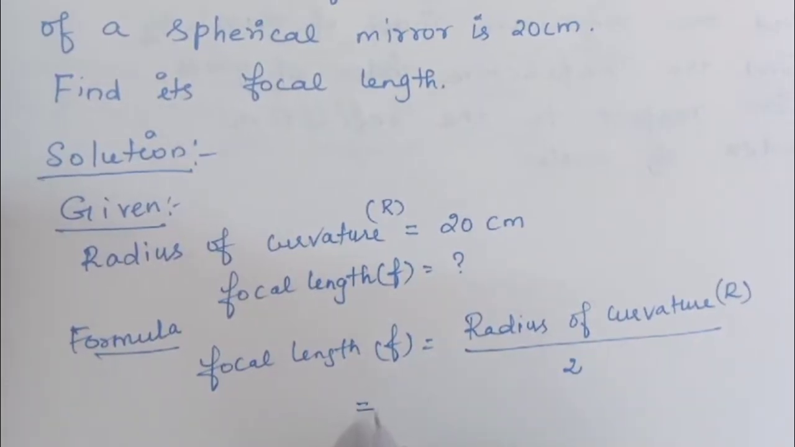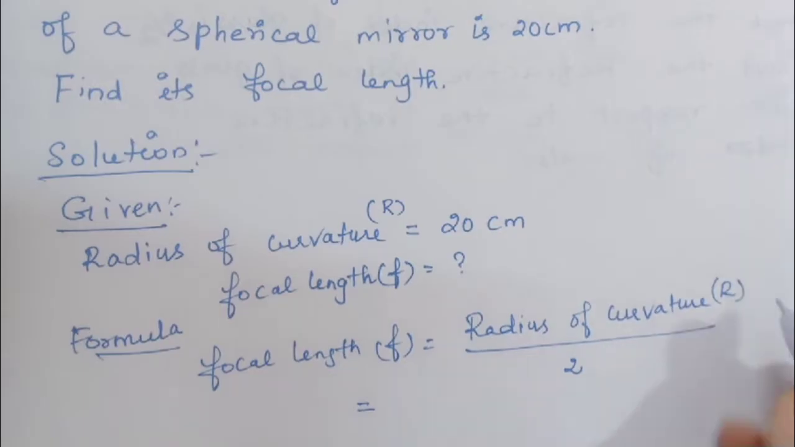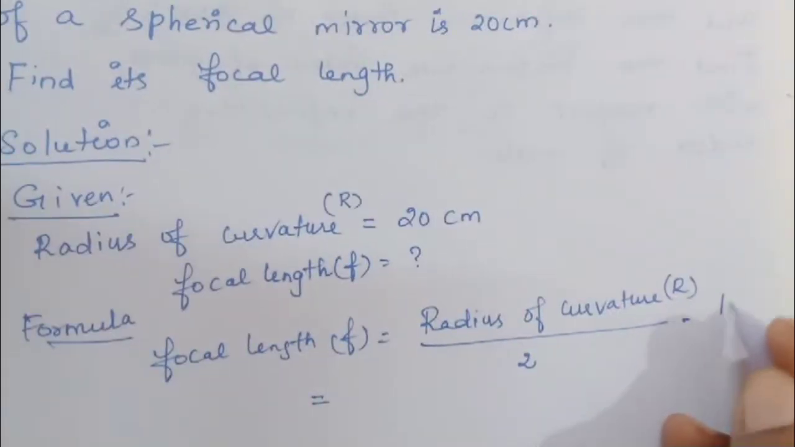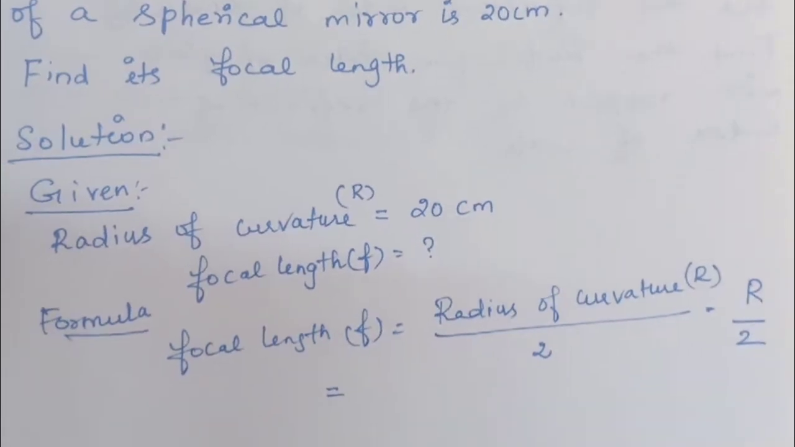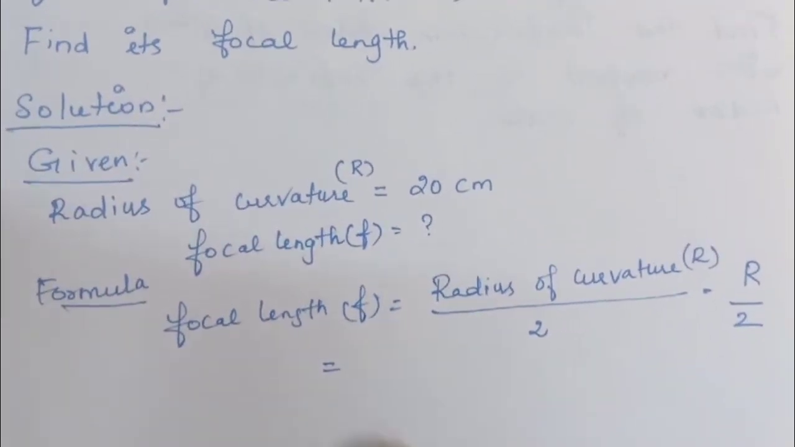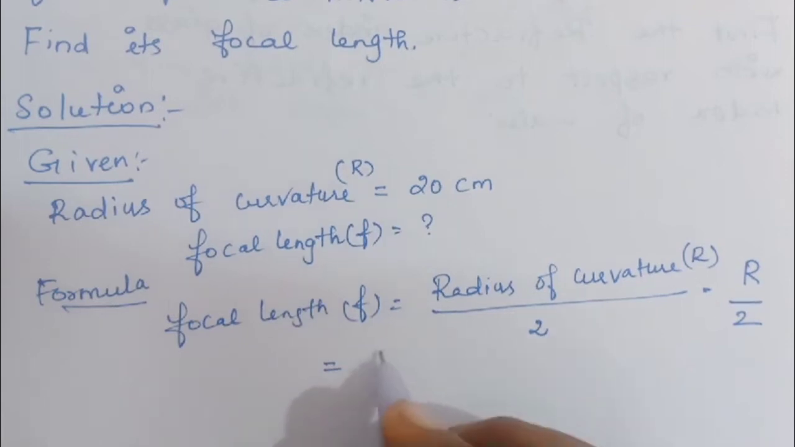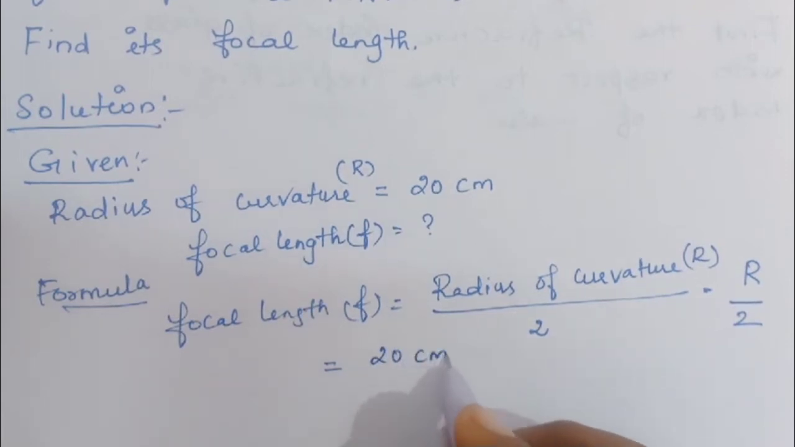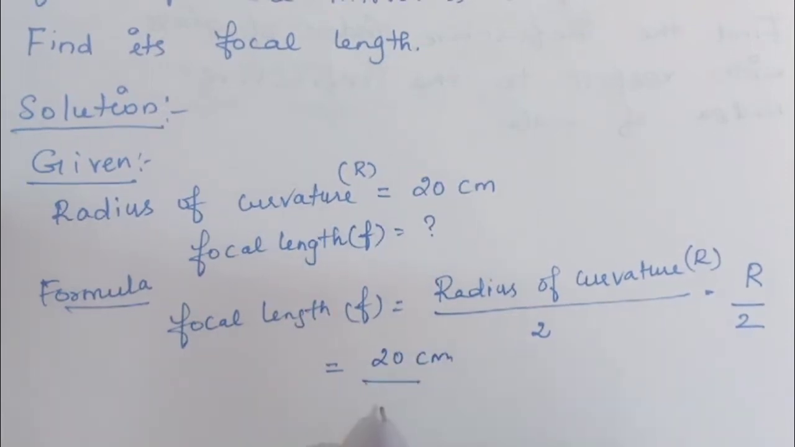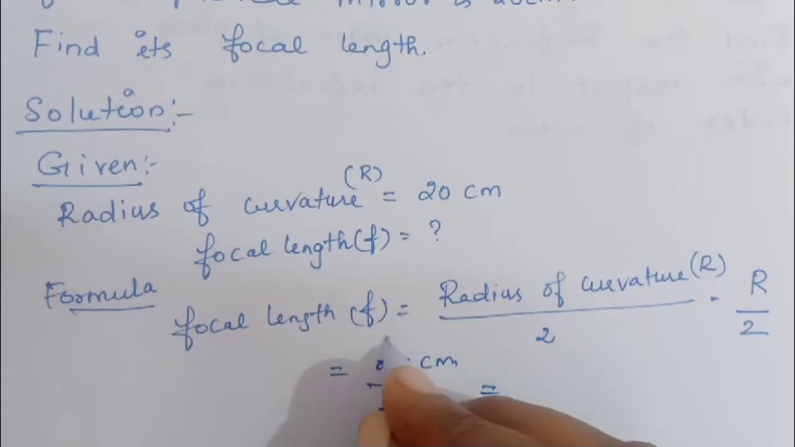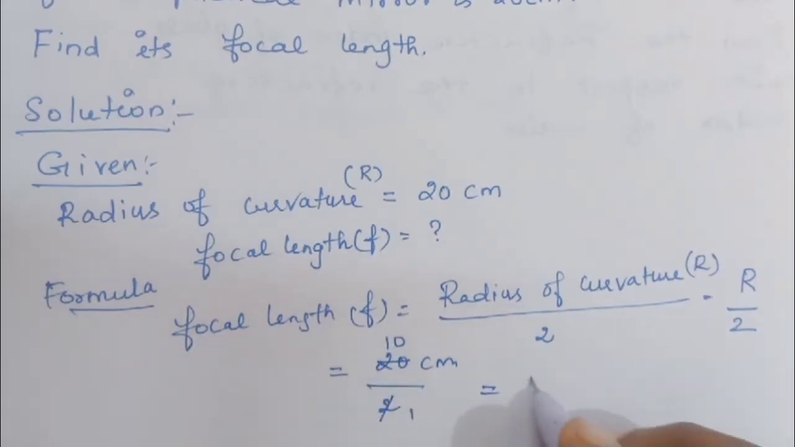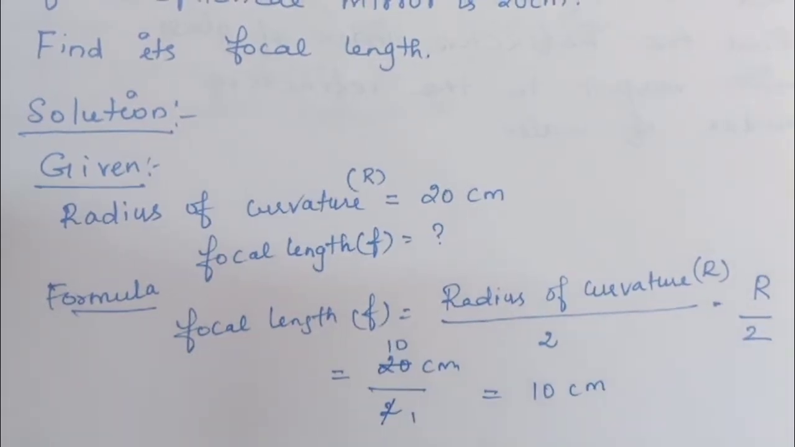Okay. Our next step, we have to substitute. Or simply we can write it as R by 2. f is equal to R by 2. And then we can substitute. The radius value given in the question is 20 centimeter. So substitute 20 centimeter divided by 2. We can cancel: 1, 2 is 2 and 10 2s are 20. So the answer is 10 centimeter.